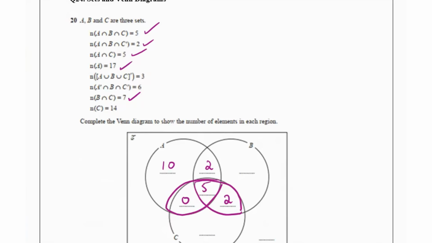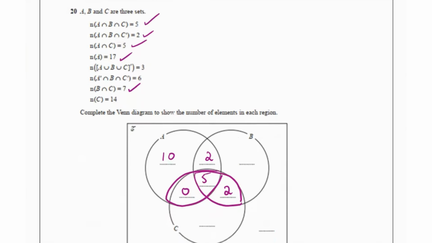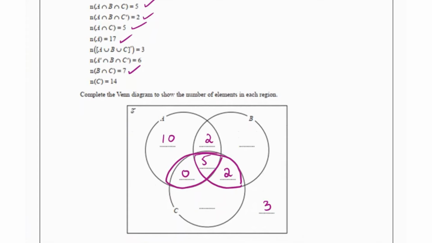We're done with this. Then the complement of A union B union C is 3, which means 3 are outside, because it is the complement of all of their union. So that means everything that's outside the sets. Done with this. Then the number of elements in C is 14. So 5 and 2 are over here, so 7 comes over here.